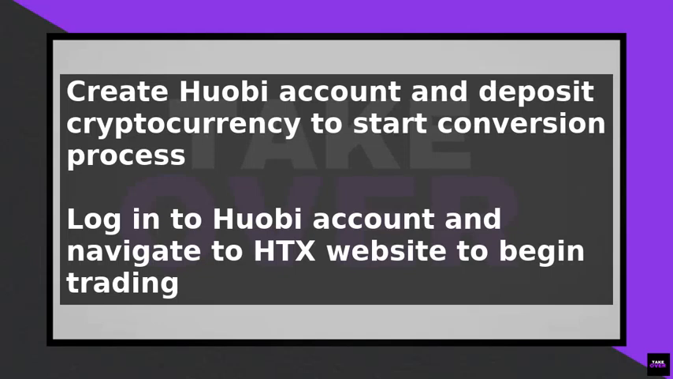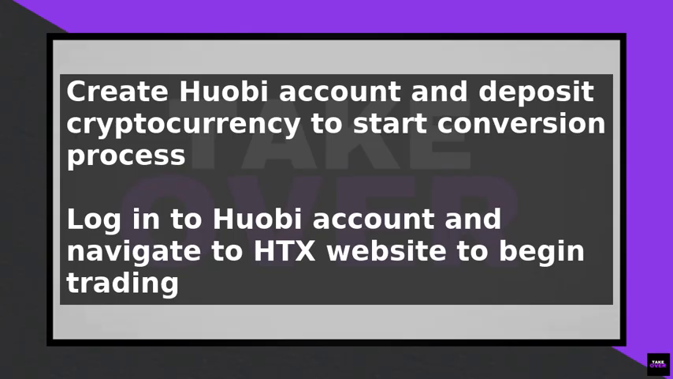Converting cryptocurrency on Huobi Token Exchange, or HTX, is a straightforward process that can be completed in a few steps. To get started, you will need to create an account on the Huobi platform and deposit the cryptocurrency you want to convert. First, log into your Huobi account and navigate to the HTX website.